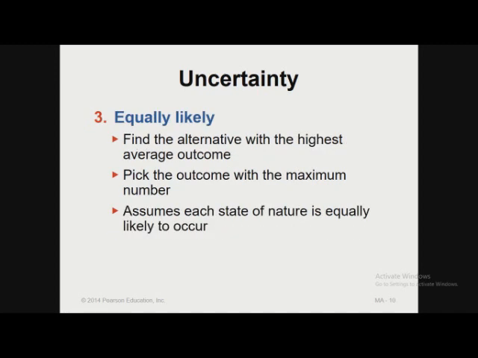Okay? Then we also have the equally likely. It finds the alternative with the highest average outcome. So, naay mga decision maker guys na gusto nila safe sila always. So usually, kani nga decision making is ma-fall siya under equally likely. So you are going to pick the outcome with the maximum number and assumes each state of nature is equally likely to occur. Okay? So, meaning, gitreat niya ang mga data into equally or in average. It's just like when you are going to compute for the moving average nga nagkuha tag average or mean niya. So that's the equally likely.